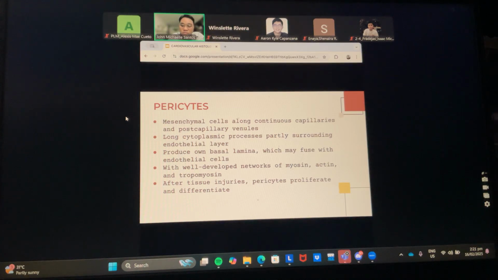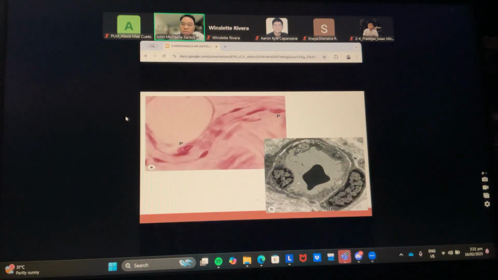Okay, they also form smooth muscle and other cells in your new vessels when you have a wound, so to speak. For example, if you get wounded and your blood vessels are traumatized and damaged, the pericytes will be the ones to regenerate your damaged blood vessels. They produce vascular endothelial growth factors, or your VEGF, for angiogenesis, or the formation of new blood vessels.